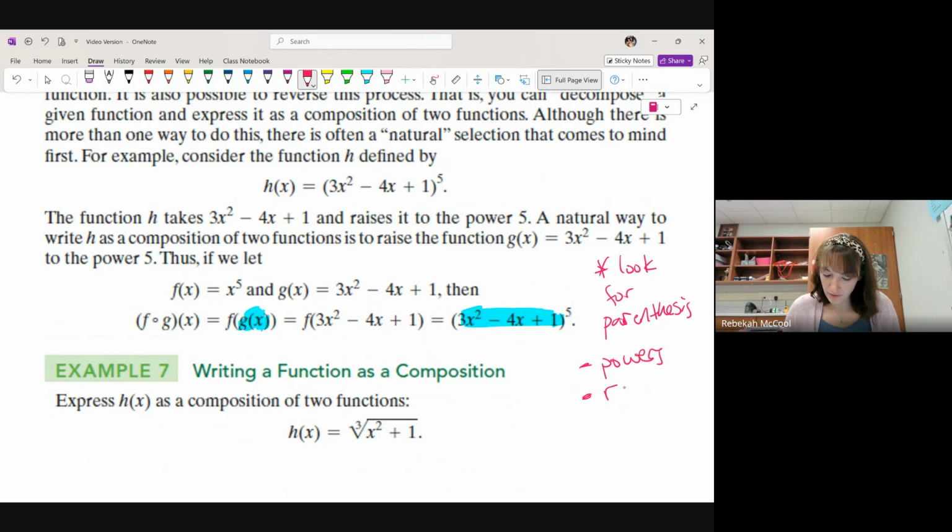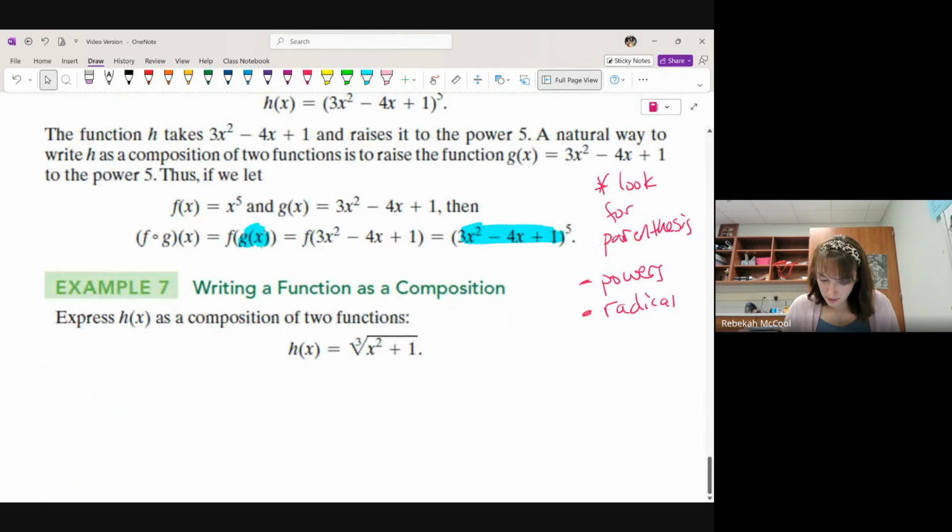That could come from a radical, right? Because you can rewrite a radical as something raised to a power. When we get to trig, you could look to see what's happening inside of a trig function. You might have some composition inside of a trig function. So those are usually the places to look.